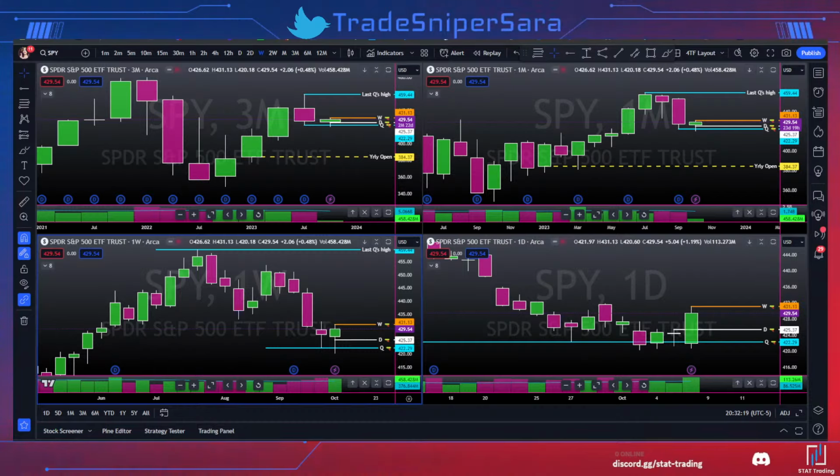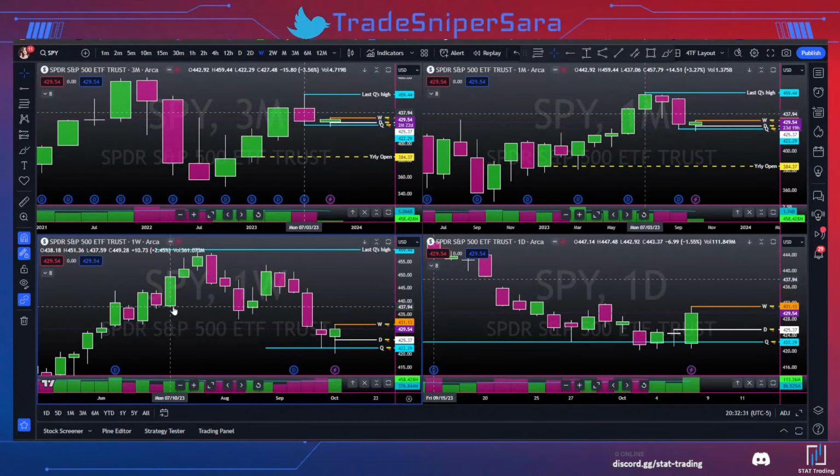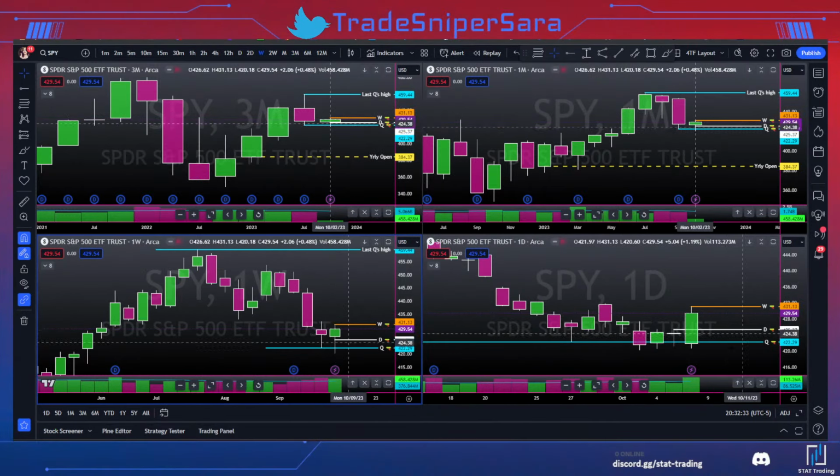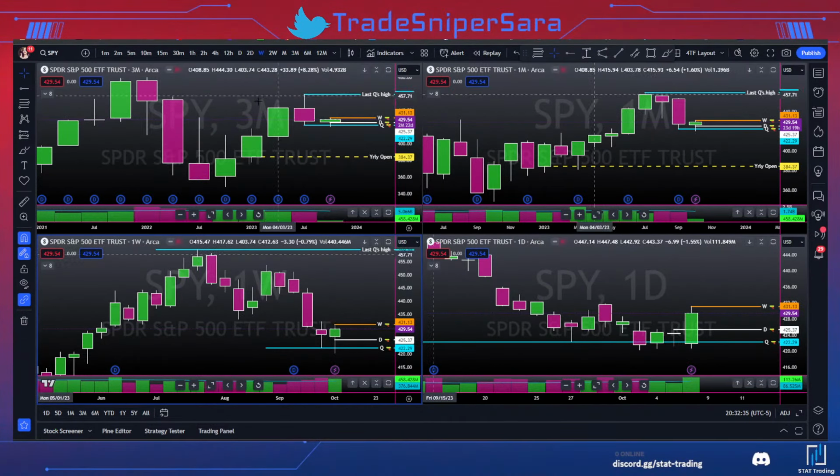So what we have here on the top left is the SPY quarterly chart. Then we have the SPY monthly chart, top right, weekly, bottom left, daily, bottom right. So it's basically in reading order of highest time frame to lower time frame.